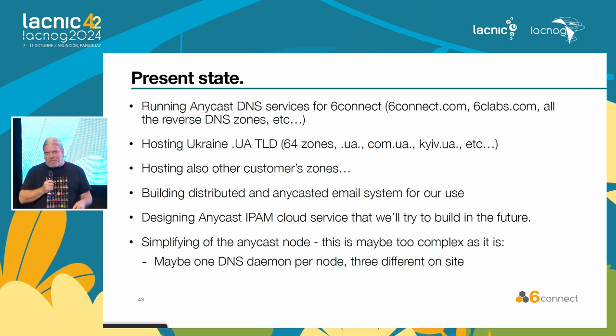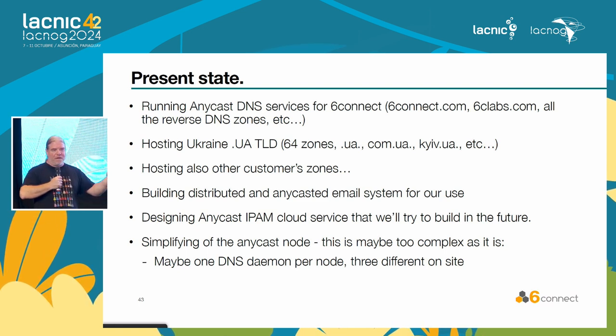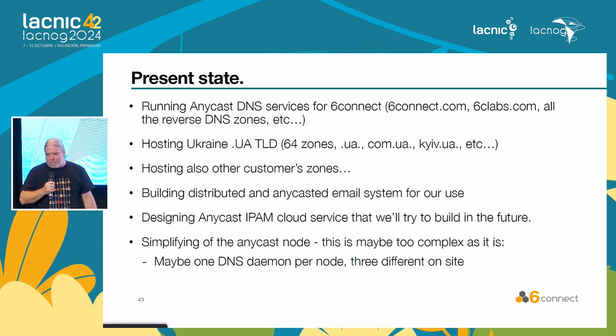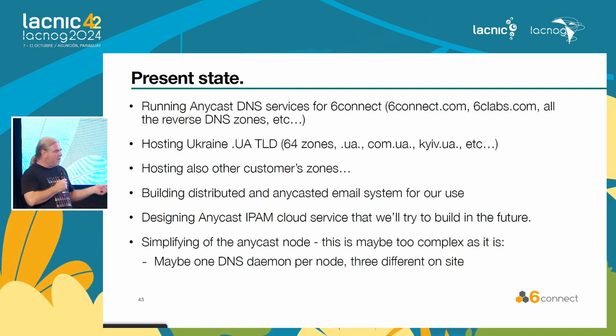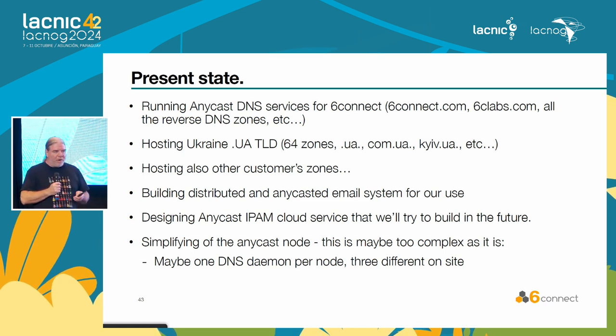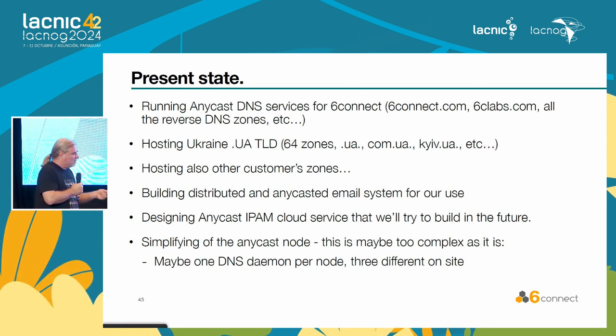And we also decided to simplify the Anycast node, because we wanted to go big, have 4 or 3 different DNS daemons, and everything needs to be completely doubled or tripled in case of something. We are now thinking of simplifying it down a little bit, because we didn't have any problems at all so far. So maybe we will deliberate maybe 1 DNS daemon per node. That means 3 different DNS daemons per POP, right? But still not having 3 different daemons on each node.